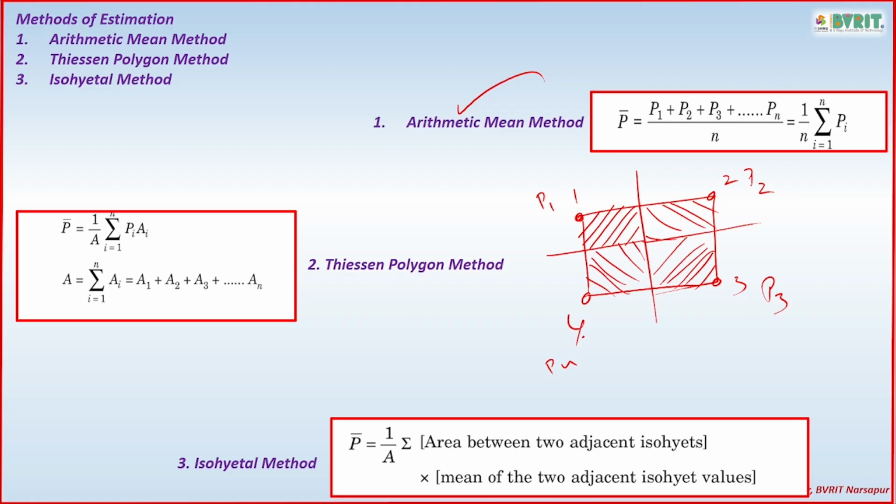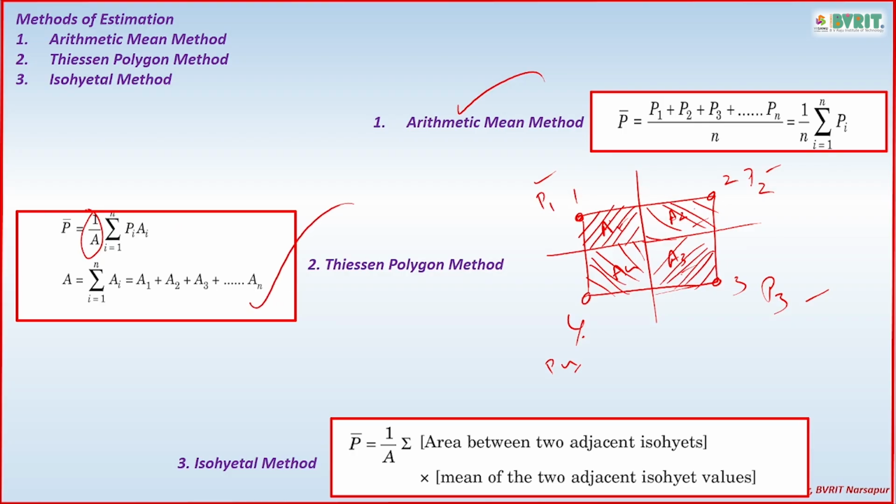So if I call these areas A1, A2, A3, A4, the average is P1 A1 plus P2 A2 plus P3 A3 plus P4 A4 divided by A1 plus A2 plus A3 plus A4. That is what I have written. This is nothing but 1 by A into the sum over i equals 1 to n, the number of gauges, of Pi into Ai. So P1 into A1, P2 into A2, P3 into A3, P4 into A4. That is what we have written for the Thiessen polygon method.